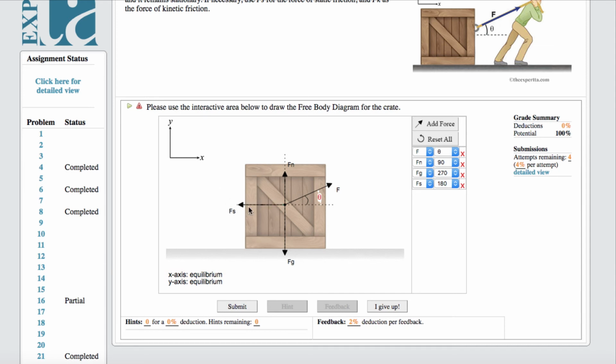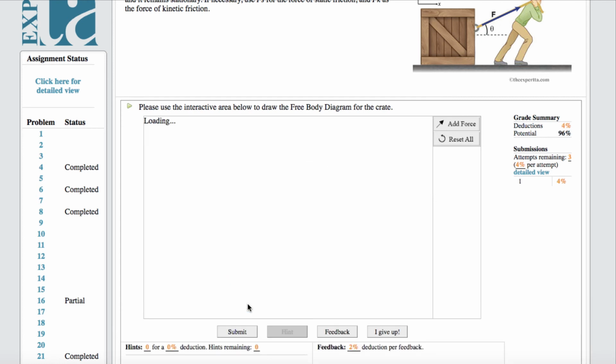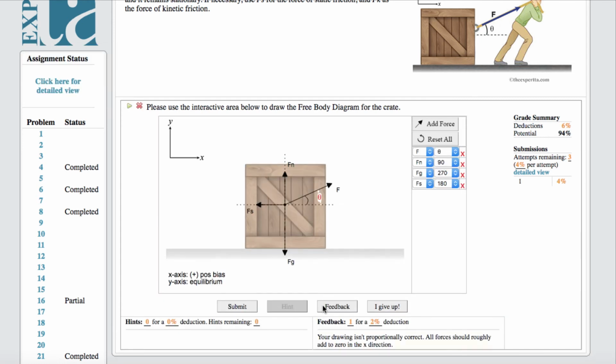Reducing the magnitude too much produces an out-of-balance diagram with a positive x-axis bias, indicating acceleration to the right. Here you can see the feedback provided when Fs is much shorter, letting us know that the forces in the x direction should cancel out, roughly equaling 0. Referring to axis indicators can help you determine the correct magnitude range for your force vectors.